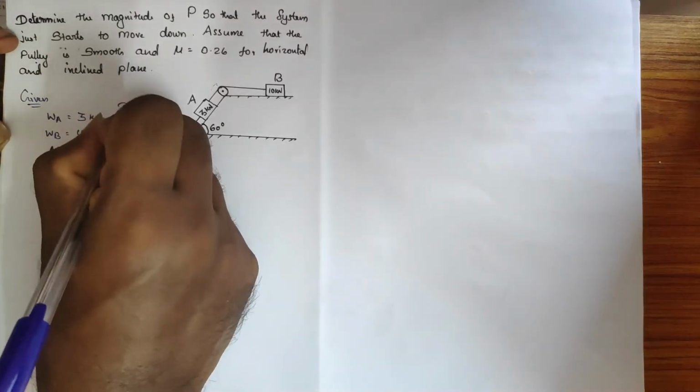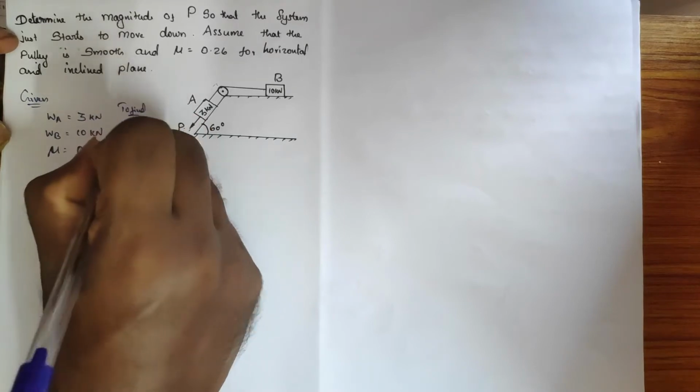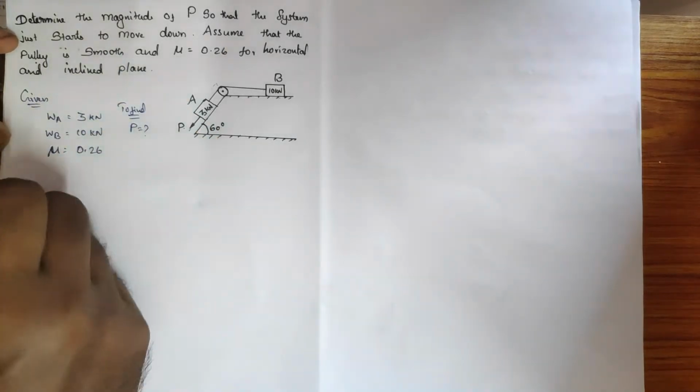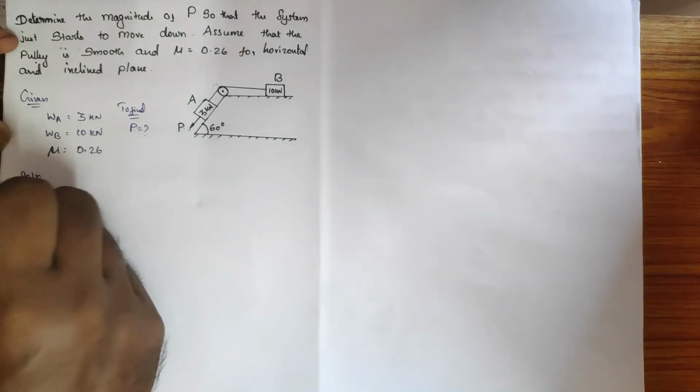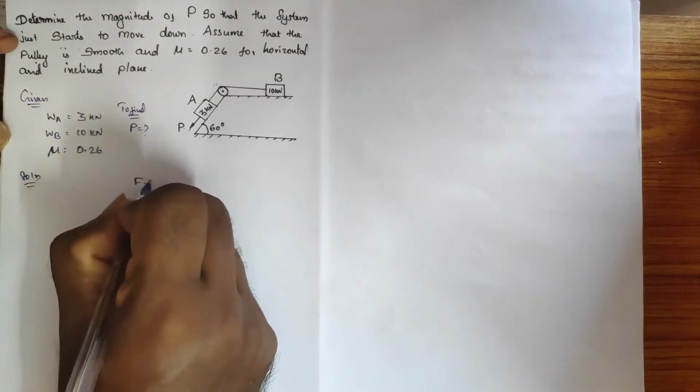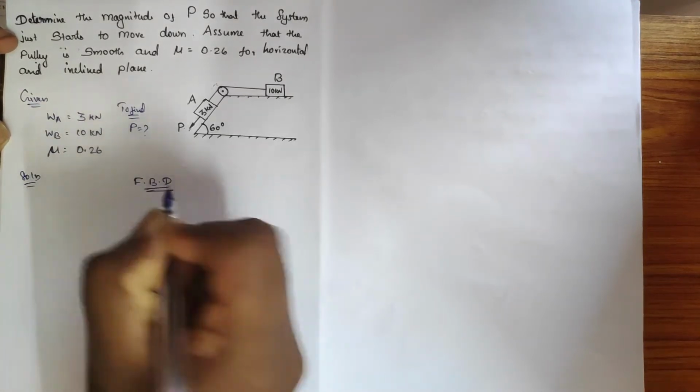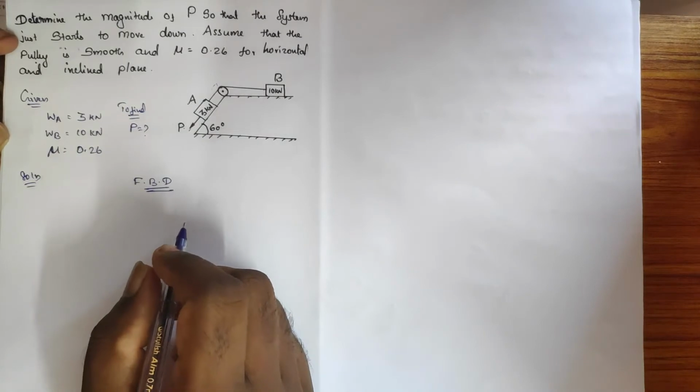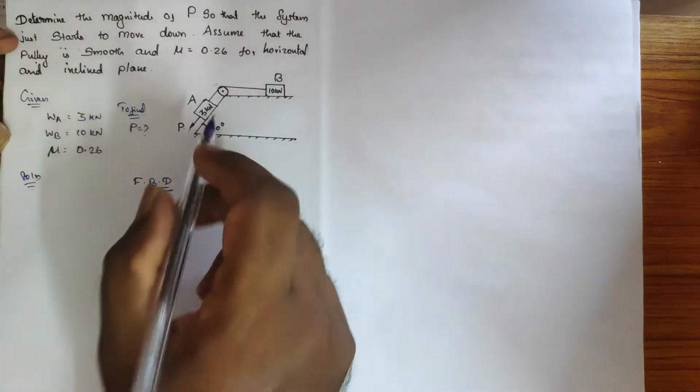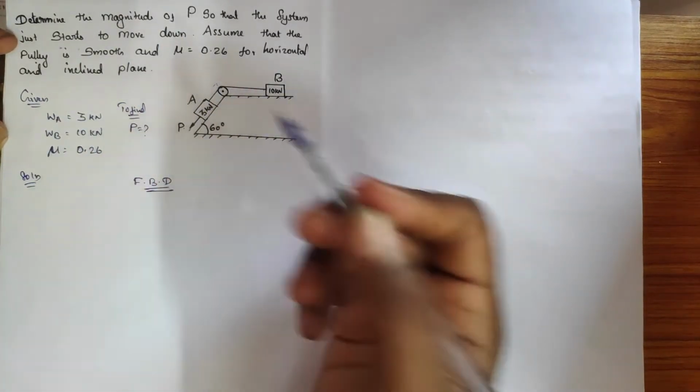We need to find the P force. So let us get into the solution part. Start with the free body diagram. Here in the free body diagram we can take the blocks A and B separately.